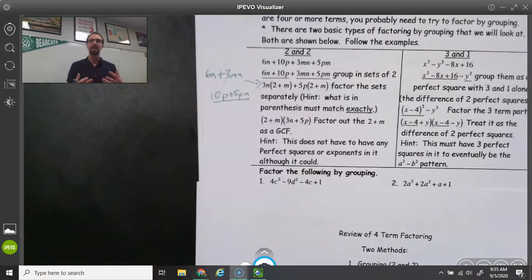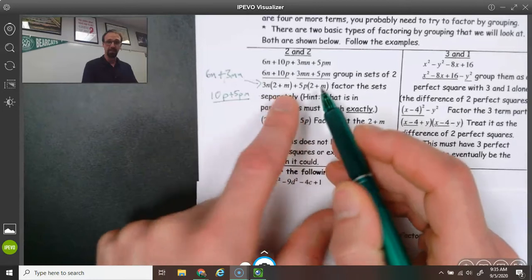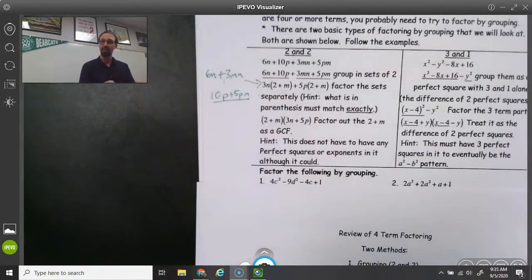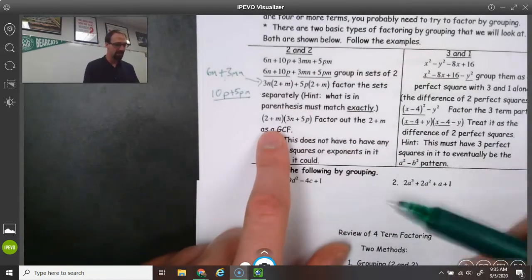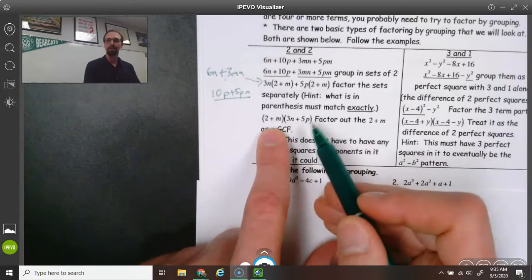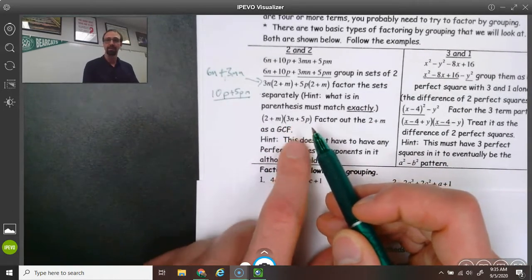So when you factor out, you're looking to see, what do I have when I factor out? What's left in the parentheses must match exactly. If it doesn't match exactly, then it's not a factor. And the reason why we're doing that is, now that you have this factor of 2 plus m in both, you can factor out the 2 plus m as a GCF, or greatest common factor. So when you factor out that 2 plus m as that greatest common factor, what you have left then is 2 plus m in parentheses, and then the 3n plus 5p in parentheses.